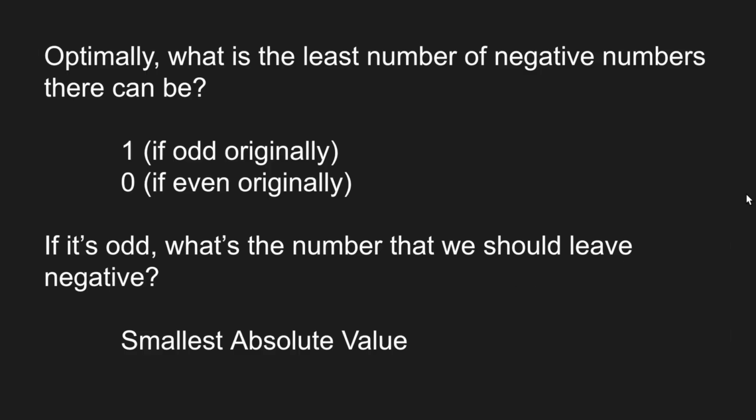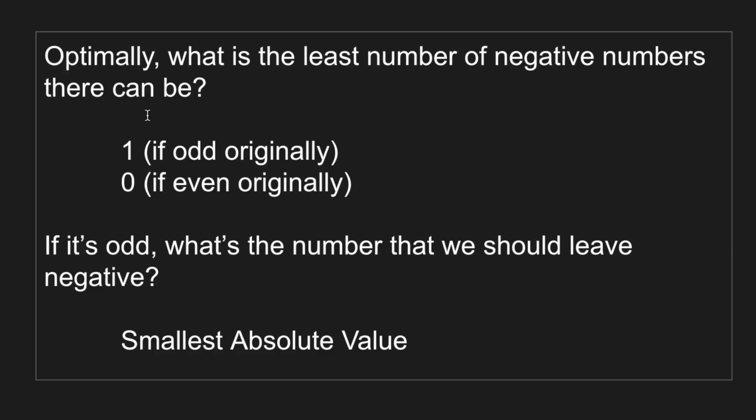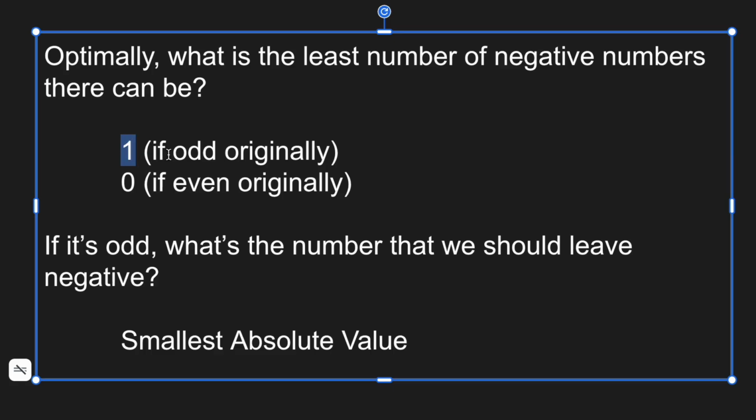So to solve this problem, we should ask ourselves these two questions first. First is that optimally, what is the least number of negative numbers that there can be? And it will be 1 if it is odd originally and 0 if it is even originally. Because if there are an even number of negative numbers, then we will multiply out all the negative ones together and all of them can now be positive.